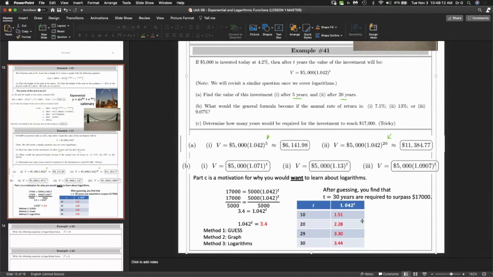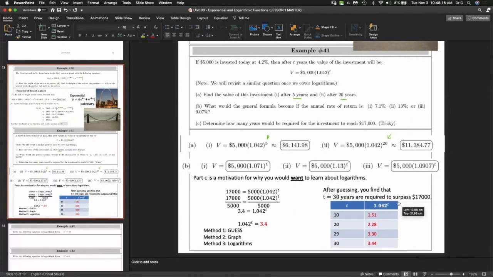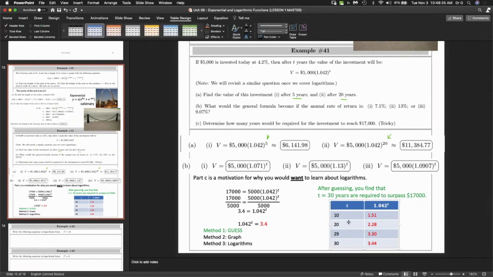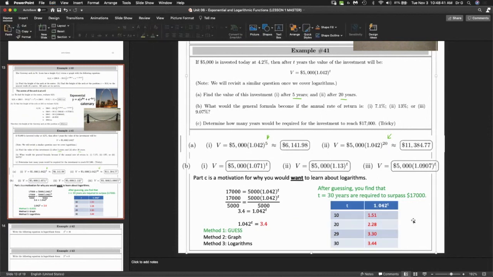For those of you that are like, do I need to make a table here? Don't worry. I'm going to show you a method next week where you don't have to guess. Because guessing is not fun. And you can also do a graphical solution here, but I'm not interested in showing you graphs of this right now because we got other stuff to talk about.